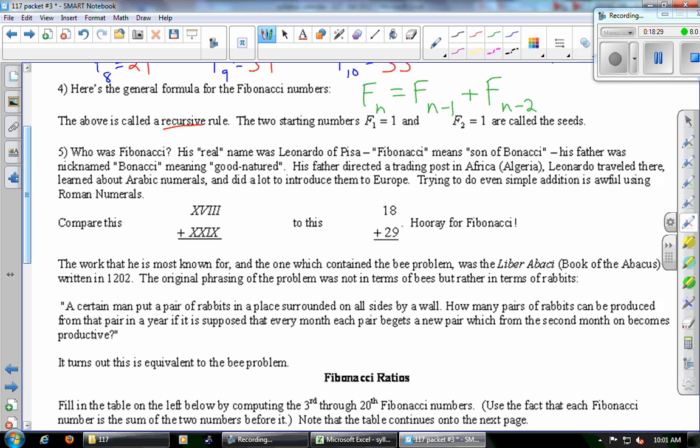Okay, so number 5, a little bit of history. We'll go to Tim. Fibonacci. His real name was Leonardo. He directed the trading post in Africa. Leonardo traveled there and learned about Arabic numerals.